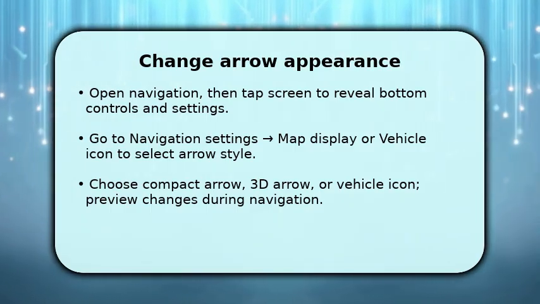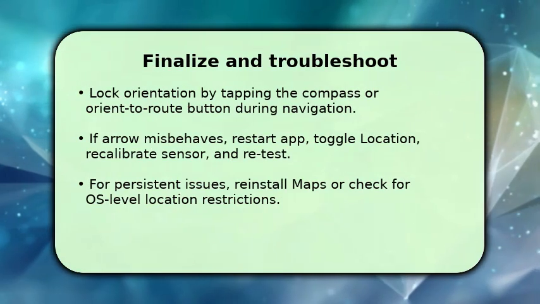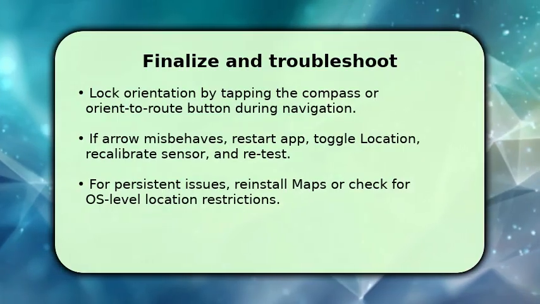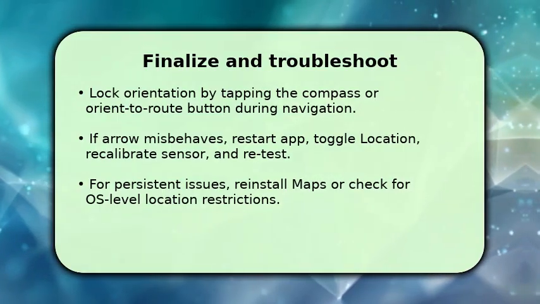Finish by locking your preferred view and validating behavior on different routes. Tap the compass or Orient to Route button to lock heading. This keeps the arrow aligned as you turn.